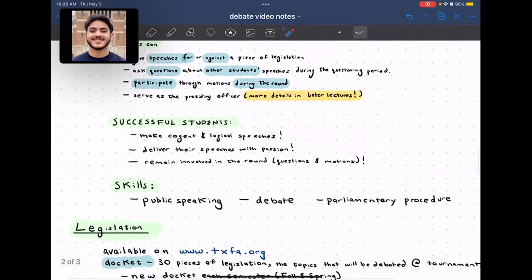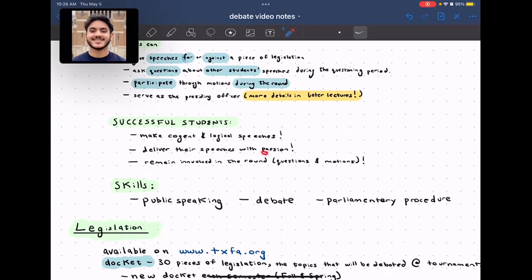In terms of what I would say makes a successful student in congressional debate, it's about making cogent and logical speeches. Make sure that your speeches are really easy to understand. I think the greatest rule of thumb for this is to imagine you explaining your speech to a toddler or to a younger sibling. And if they are able to understand it, then you know you made a very easy to understand speech. Otherwise, I would try and avoid too much flowery language, too much advanced language, to ensure that everyone will have a general idea of what you're talking about.